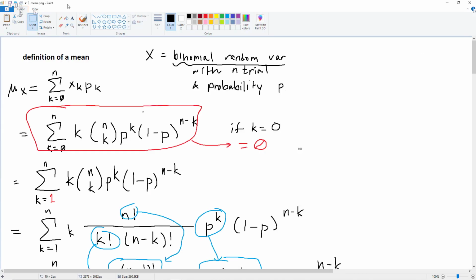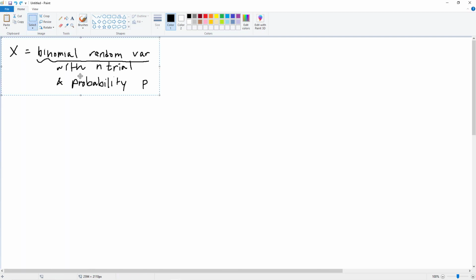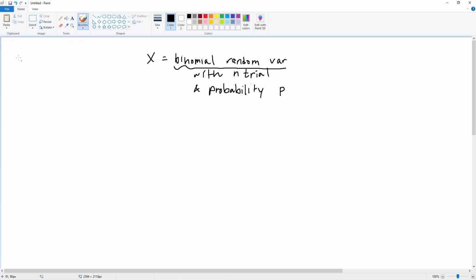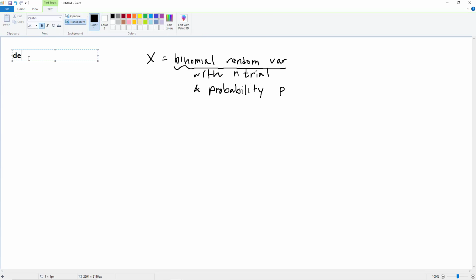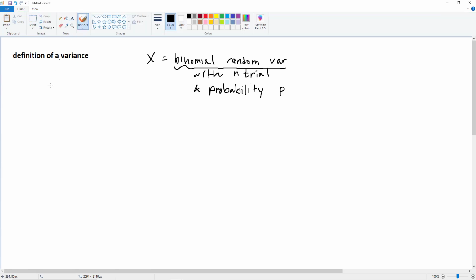First, we define the variance of a distribution x with n trials and the probability p to be sigma sub x squared. And this is equal to the sum from k equals 0 to n of the expression x minus x bar, which is the mean, or mu of k, and that expression squared multiplied by p sub k, or the probability.